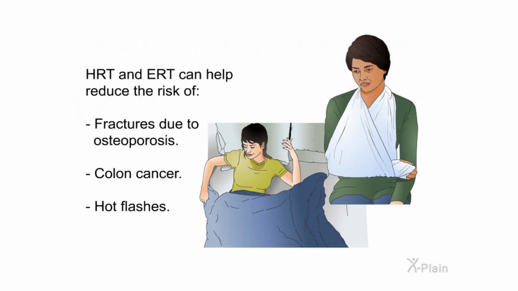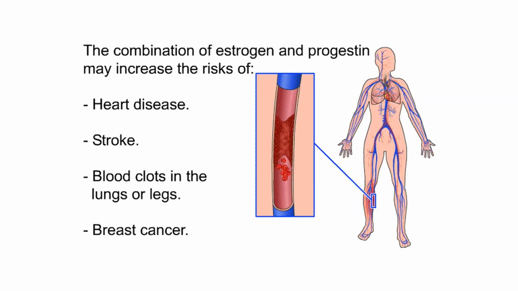HRT and ERT can help reduce the risk of fractures due to osteoporosis, colon cancer, and hot flashes. The combination of estrogen and progestin may increase the risks of heart disease, stroke, blood clots in the lungs or legs, and breast cancer.